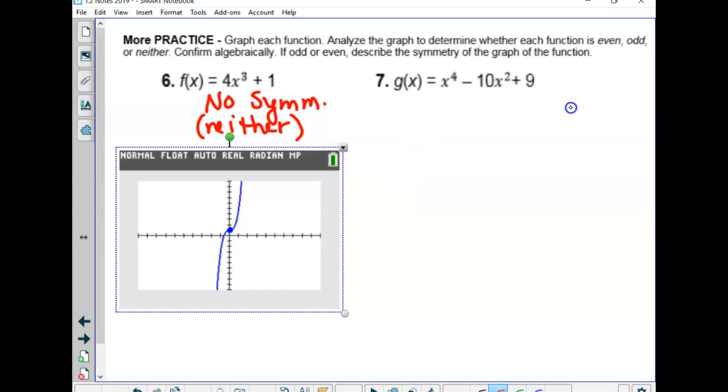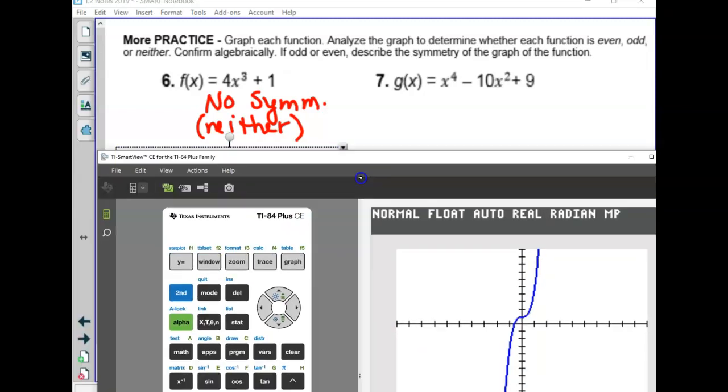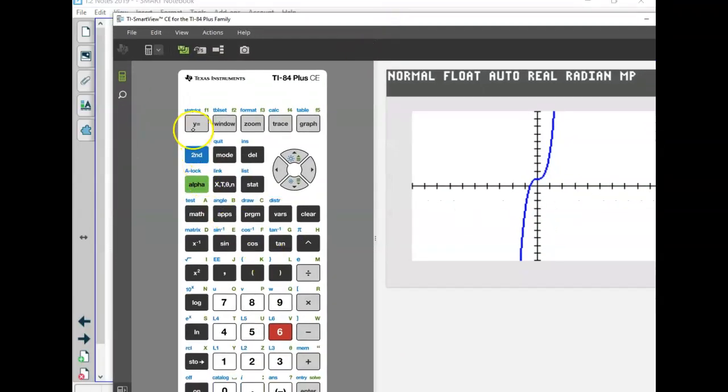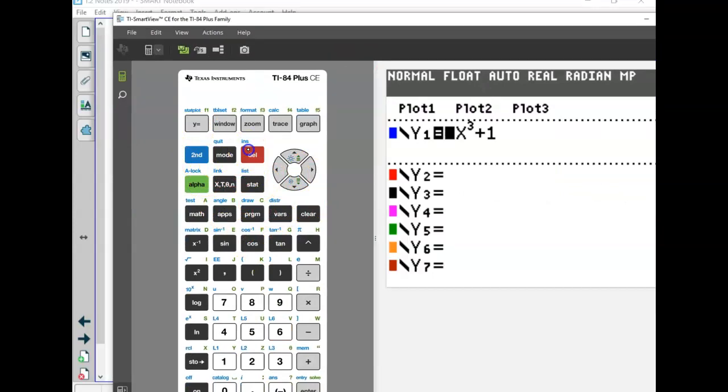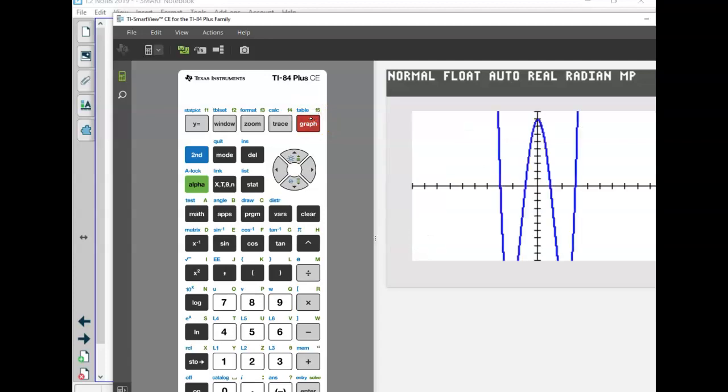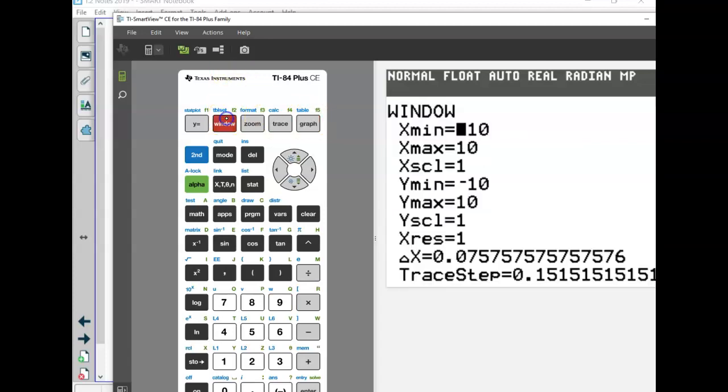Number 7. X to the 4th minus 10x squared plus 9. Okay. X to the 4th. Then it was minus 10x squared. And then what? Plus 9? Thanks. All right, I don't know that this window's going to... Oh, it's not a horrible window. I could move my window down just a little bit so I'm sure it's not doing anything too crazy down at the bottom.